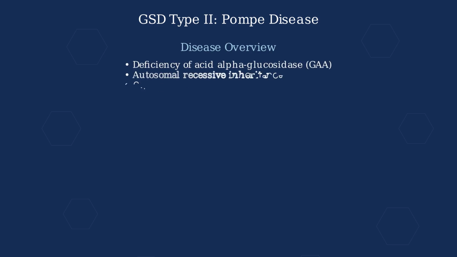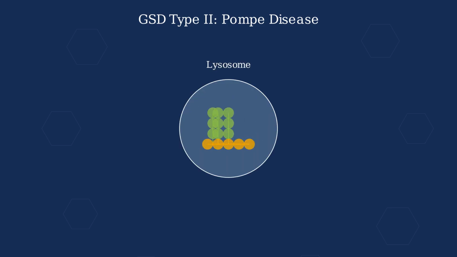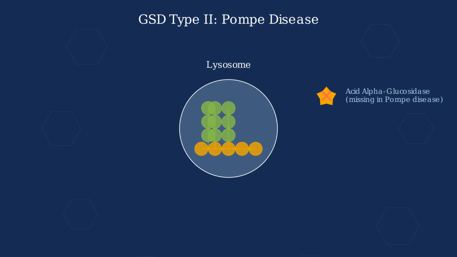This results in deficiency of the acid alpha-glucosidase enzyme, which is essential for breaking down glycogen in lysosomes. The disease follows an autosomal recessive inheritance pattern. In normal cells, the enzyme acid alpha-glucosidase breaks down glycogen in lysosomes. In Pompe disease, this enzyme is deficient or absent, resulting in glycogen buildup inside lysosomes.